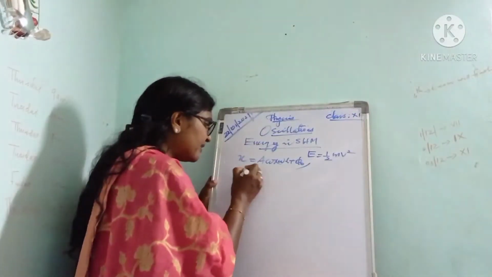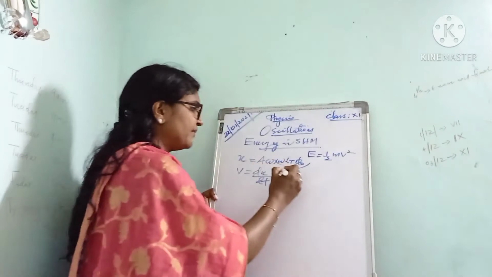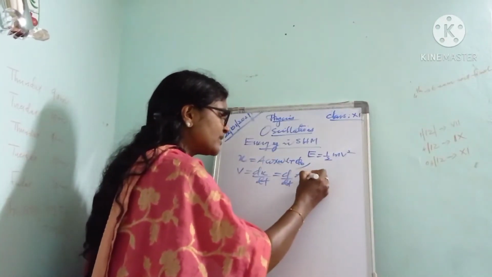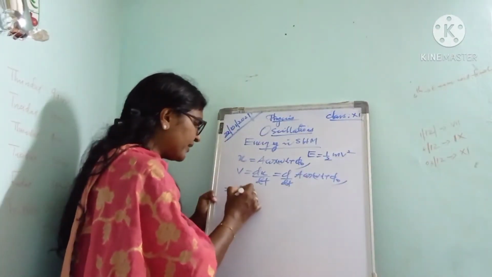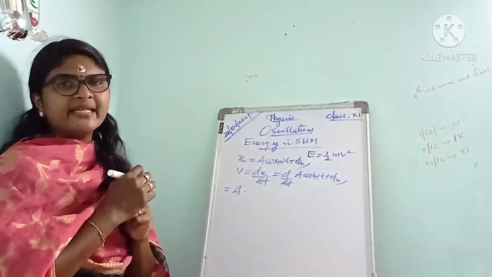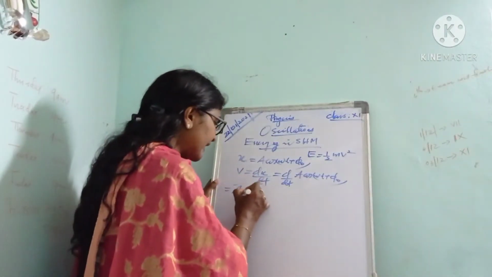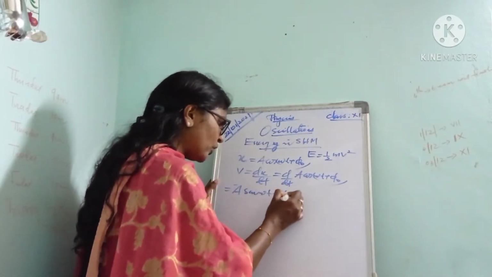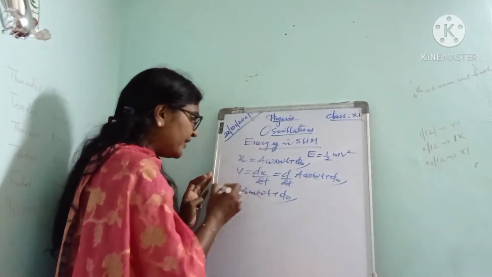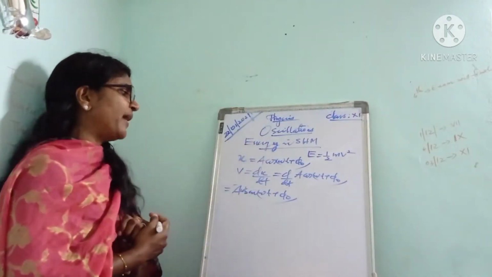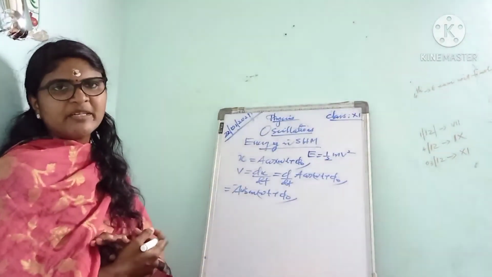Then what is velocity? This we have already learned. Velocity equals dx by dt. Instead of x we substitute A cos(omega t plus phi 0). A is constant, so it is taken out. The differentiation of cos(omega t plus phi 0) is minus sin(omega t plus phi 0). Then differentiating omega t again, we get omega. So it is minus A omega sin(omega t plus phi 0). That is the expression for velocity.